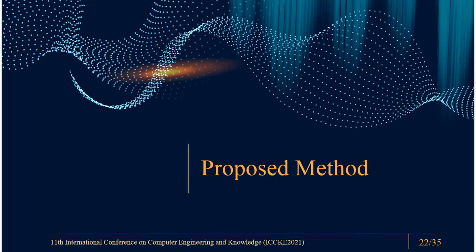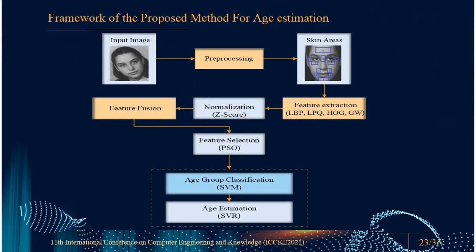Proposed method. In this slide, it is the framework of the proposed method for age estimation. First, input image, and after that, pre-processing. And then we choose the 11 areas and crop them. After that, we extract the local features using LBP, LPQ, HOG, and Gabor wavelet.